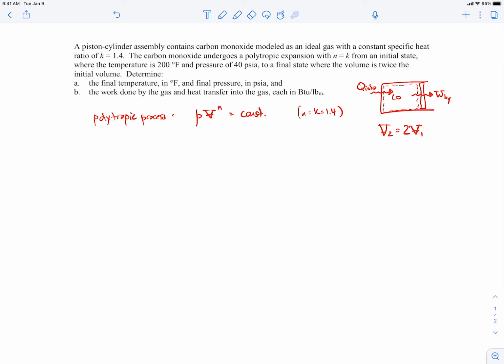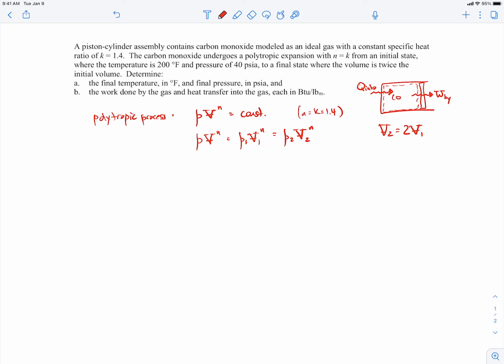Now, in this polytropic process, we have a constant, and the way I can find that constant is from the initial conditions. I'm told the initial temperature and the initial pressure. So I can just write, PV to the n is equal to P1 V1 to the n, right? Because I know that since it's a constant, it'll be the same constant at the initial state. It's also the same constant at the final state. So I can do that as well.